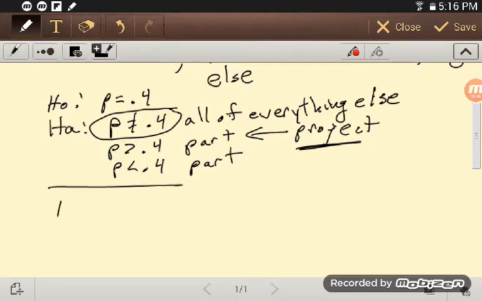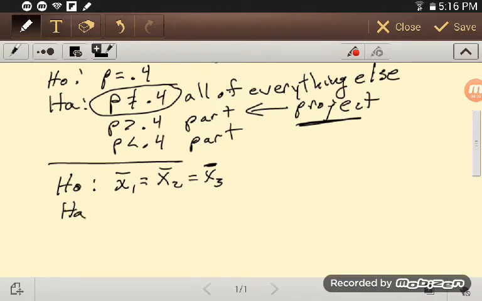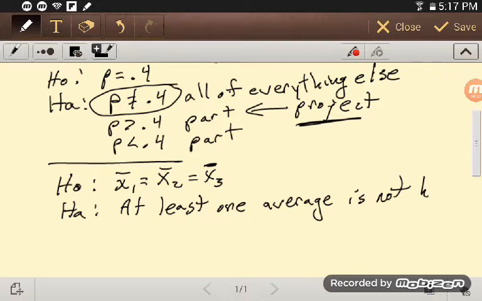But this is where, if I had something like H0 and I had averages from three different things, so x1 bar is equal to x2 bar is equal to x3 bar, I think all these averages are the same. Well, then HA for us would be everything else, which would say at least one average is not the same. Now, it could be all three are not the same, but the full of everything else is that at least one is not the same. Okay, so that's what we have for null and alternative hypothesis.